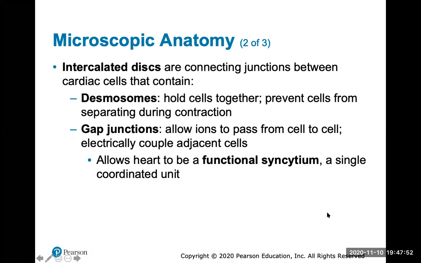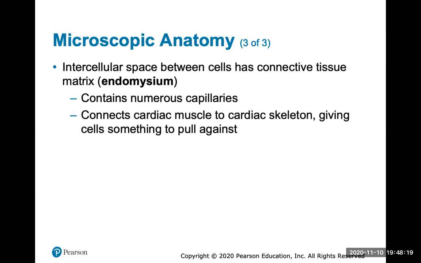The intercalated discs are connecting junctions between the cardiac cells that will contain desmosomes and gap junctions. Desmosomes hold cells together, which prevent cells from separating during contraction, and gap junctions allow the ions to pass from cell to cell, so they will electrically couple adjacent cells together, and this allows the heart to be what we call a functional syncytium, which is a single coordinated unit.